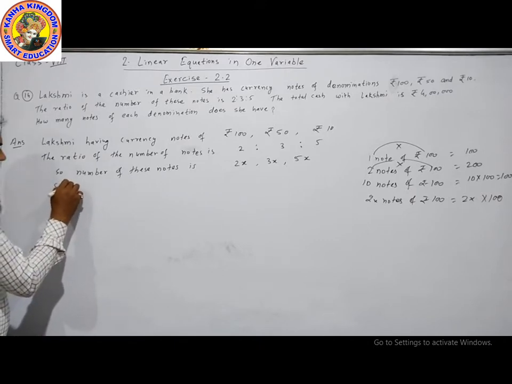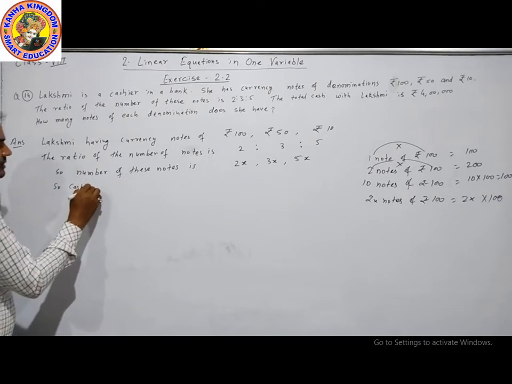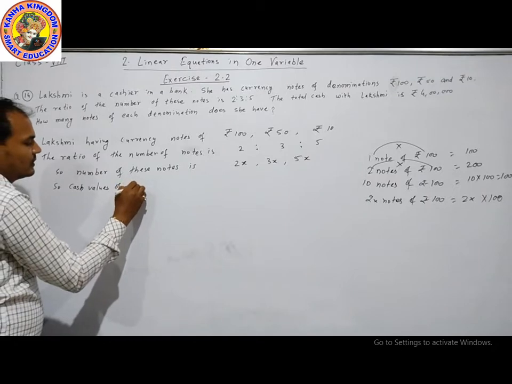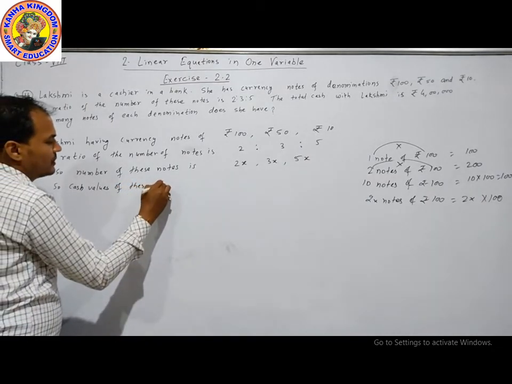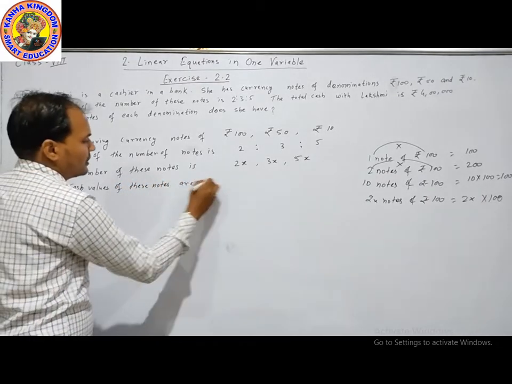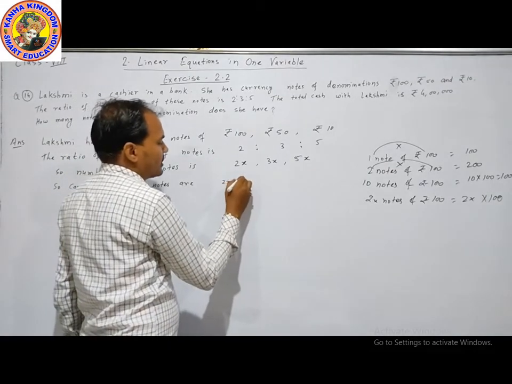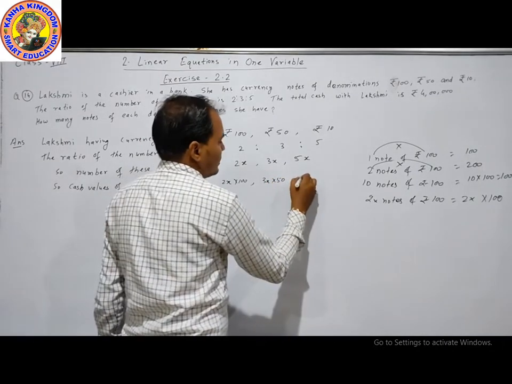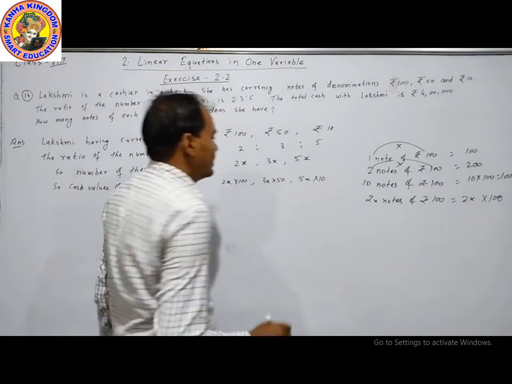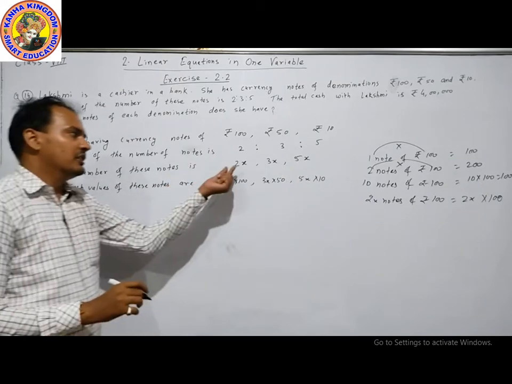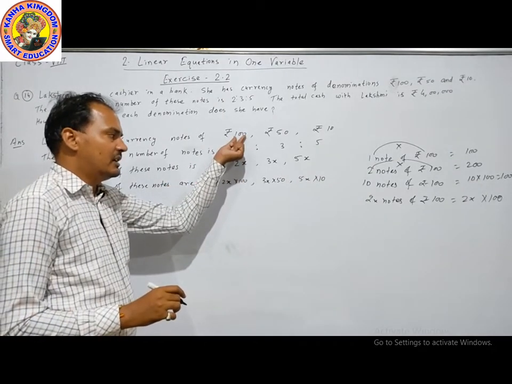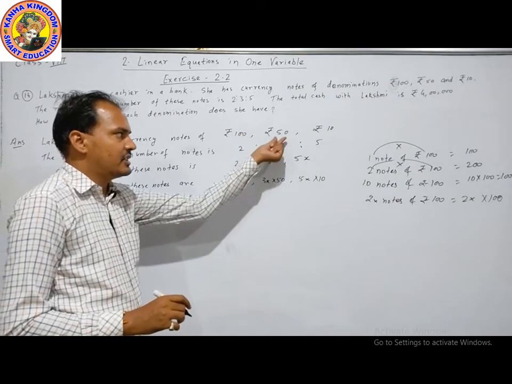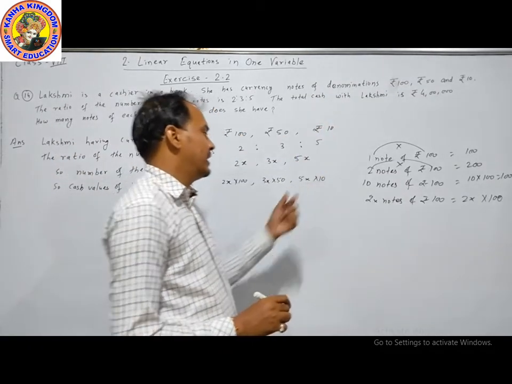So the cash values of these notes are 2x into 100, 3x into 50, and 5x into 10. These are the number of notes, and this is the value of each note. So 2x into 100, 3x into 50, 5x into 10.